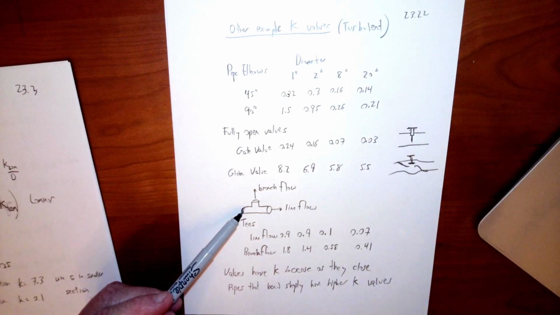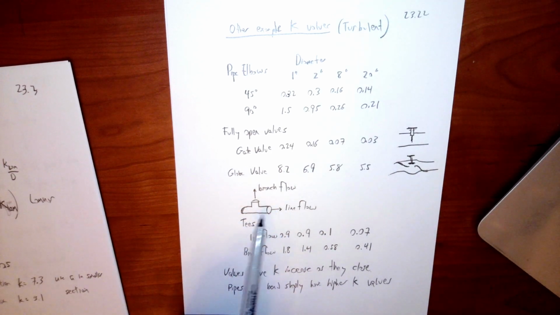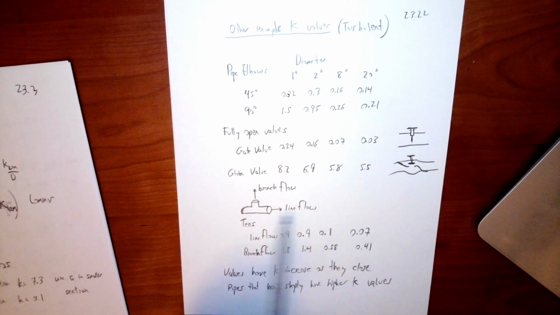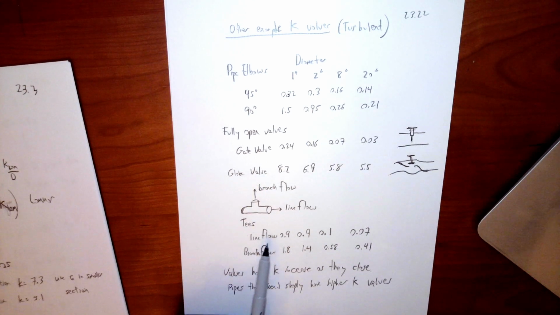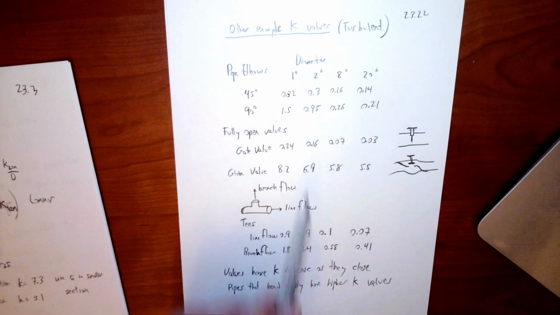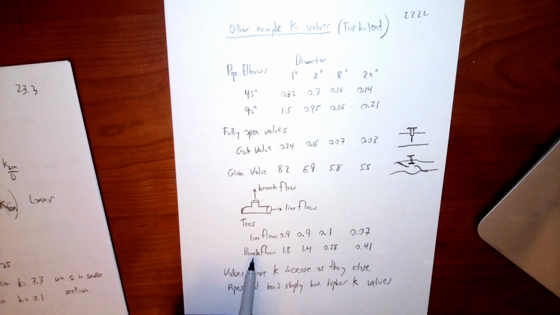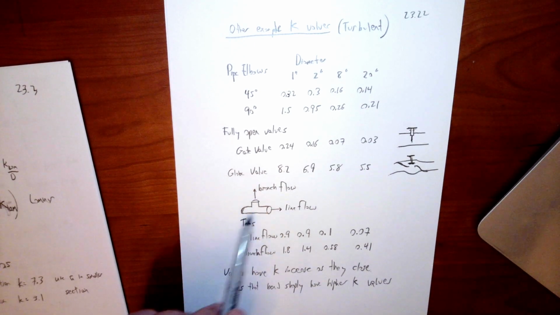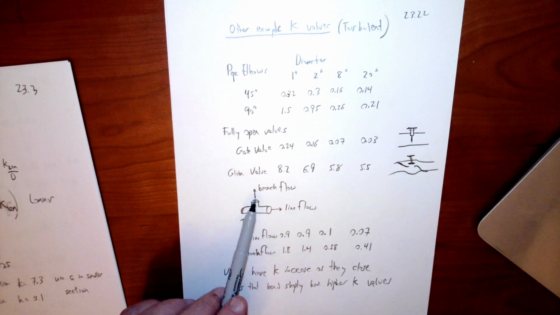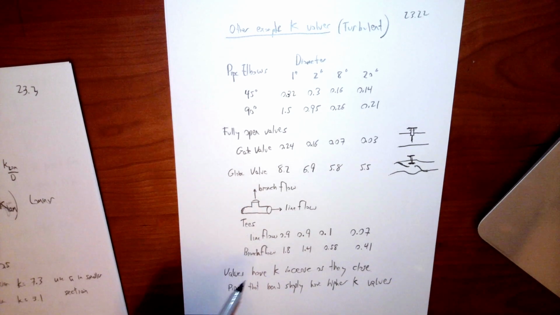Here's a T. Obviously, that's a very common thing. In that case, you have different resistances depending on whether it goes in a straight line through the T, or goes upward through the branch here. So if you go in the line, you see the K values 0.9, 0.9, 0.1, depending on the pipe diameter still. But they're much bigger if you go to the branch flow, so 1.8, 1.4, 0.58. So we see the difference: the flow resistance, not surprisingly, is greater if you're making this hard turn upward here.